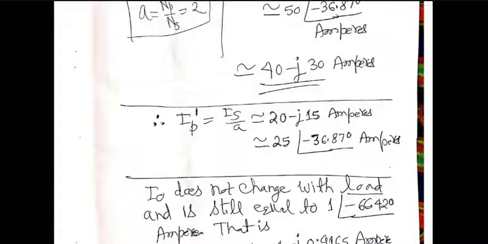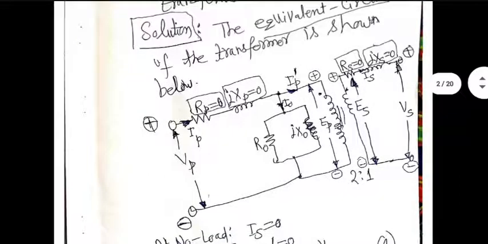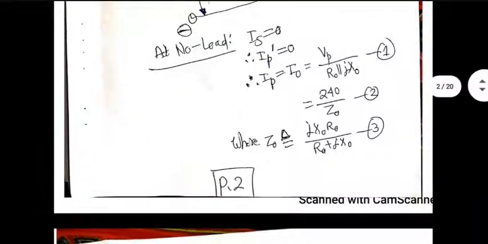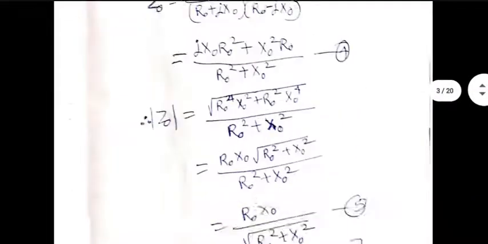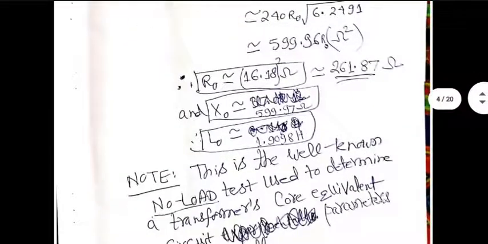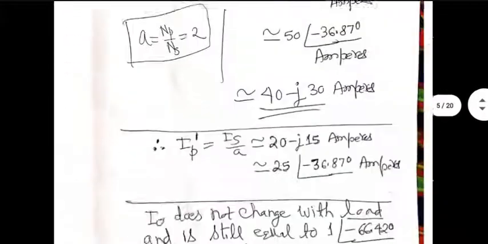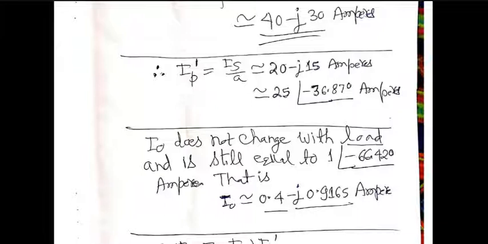Now, the I0 value is needed. To get the total primary input current, you need to sum up IP prime and I0. But we know that I0 will not change even if the transformer is loaded. It will remain more or less the same. So part one should be able to help us calculate I0 also. I0 does not change with load and is still equal to whatever was the value. Cos inverse of 0.4, I think, is 66.42 degrees, and I assumed a minus sign there. So I0 is already known from part one.